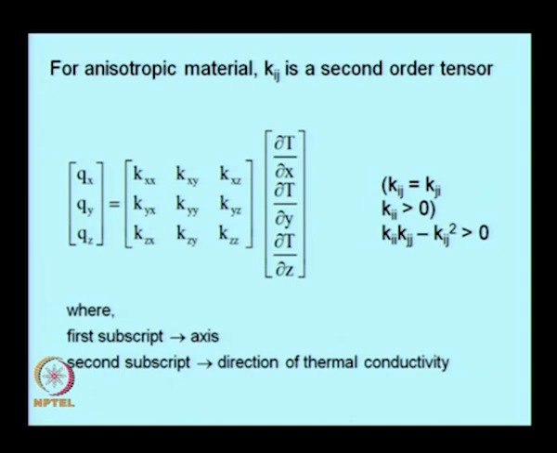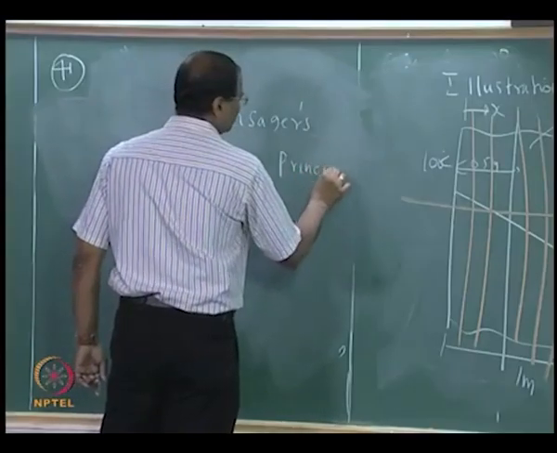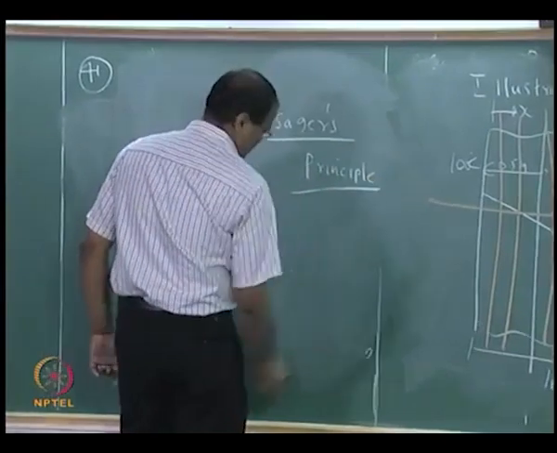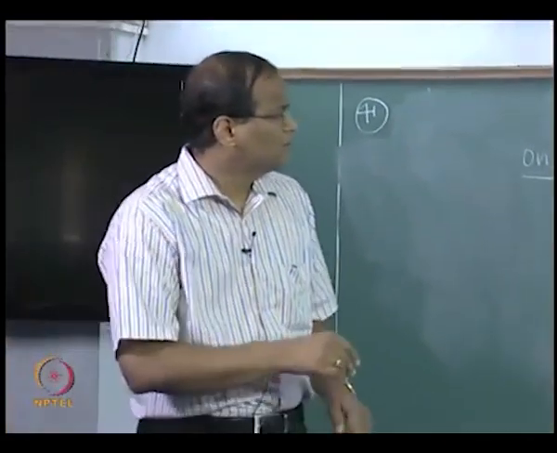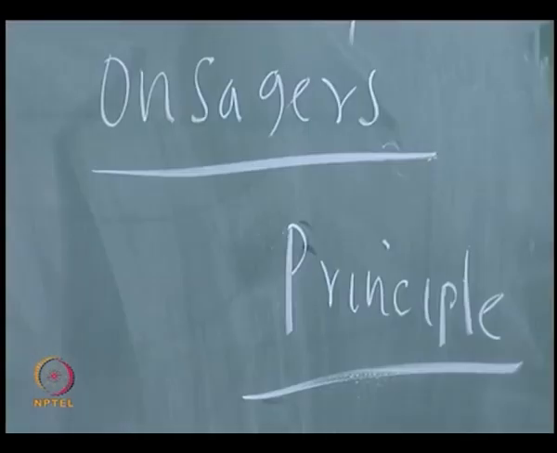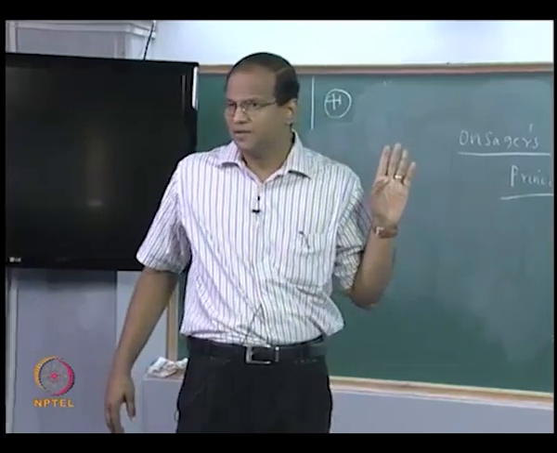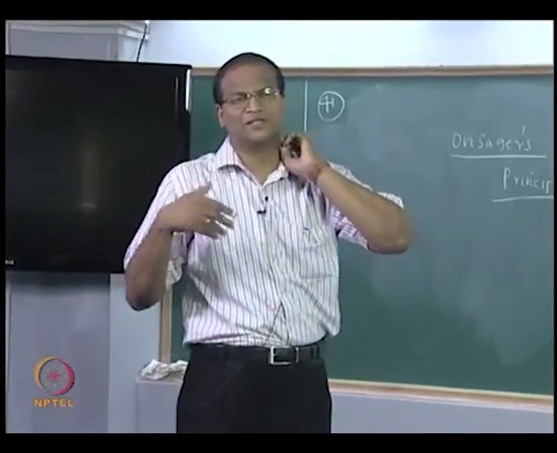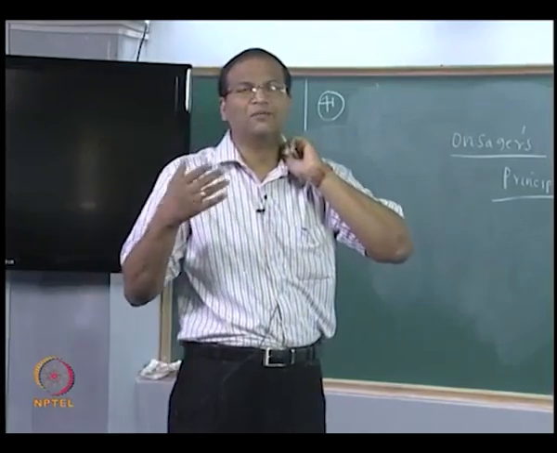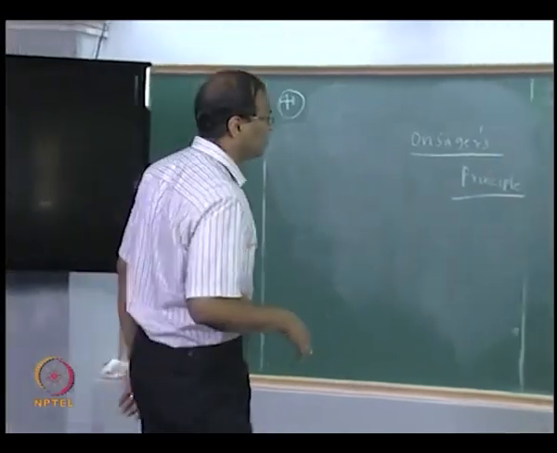That is another important concept. Have you studied this? Because somebody will get a doubt: sir, why should kii be greater than 0? Why should kij be equal to kji, and so on? All these questions will be answered by Onsager's principle. It starts from the basic premise that you cannot violate the second law of thermodynamics, and so on.